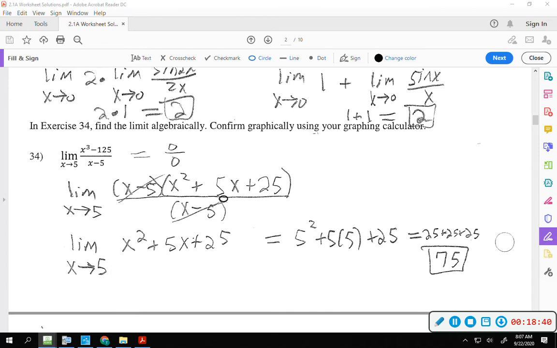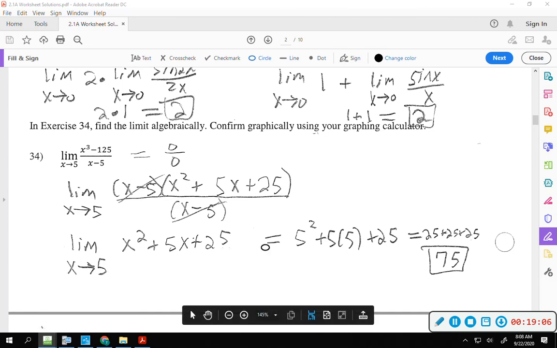And we can cancel. If you forget how to do this, do long division or synthetic division to simplify this, to figure out the factorization. So you can always do long division if you need to simplify the difference of two perfect cubes. So you know that technique as well if you forget this formula. Cancel, plug in 5, and we get out 75 for an answer. Okay?